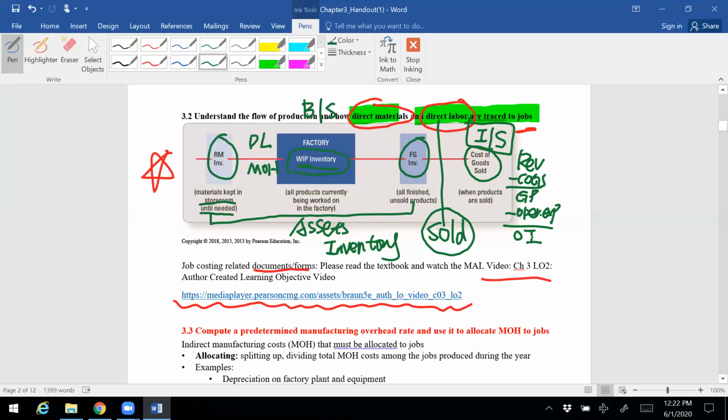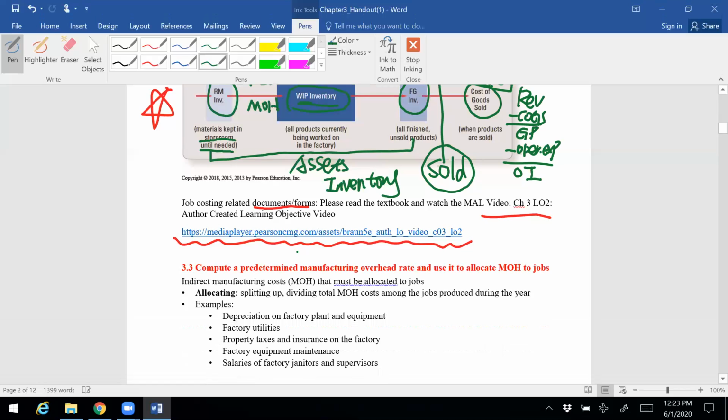Okay, I stop here. As I say, learning objectives 1 and 2 just give you a general idea of this chapter. We talk about the meat starting from learning objective 3.